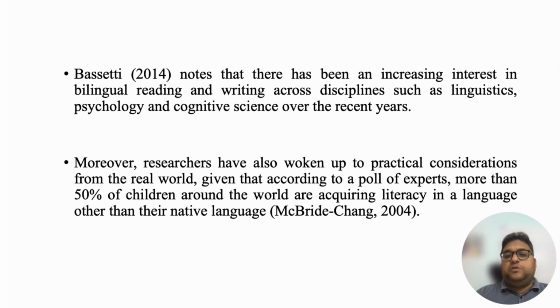Moreover, researchers have also woken up to practical considerations. For example, according to a poll of experts, which Bassetti talks about, more than 50% of children across the world are actually acquiring literacy in a language other than their native language. So they typically would have to learn to read and write in at least two languages. One would be their native language and the other would be the language of medium of instruction in school, as we were discussing in the previous lecture as well.